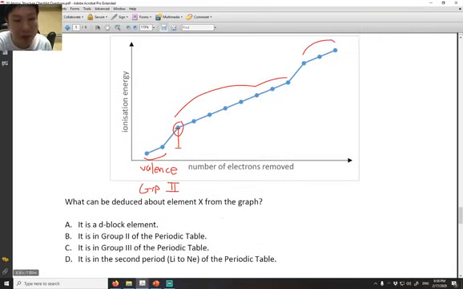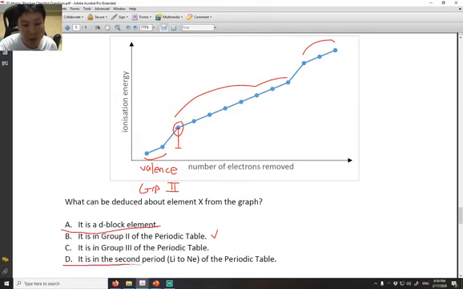Okay, we can't say whether it is a D block element because we do not know the total number of electrons that it has, but we do know that it's definitely group 2 of the periodic table. It's not in group 3 because it does not have 3 valence electrons, and we do not know whether it is... wait, let me see.